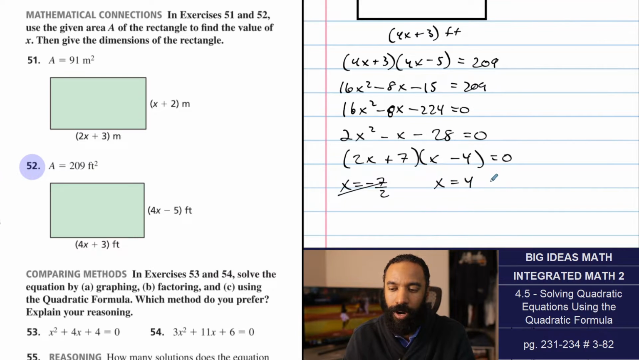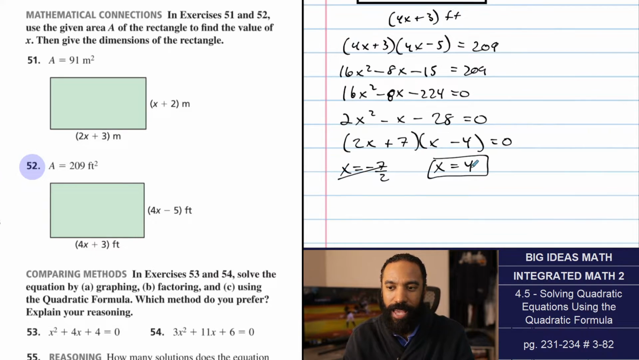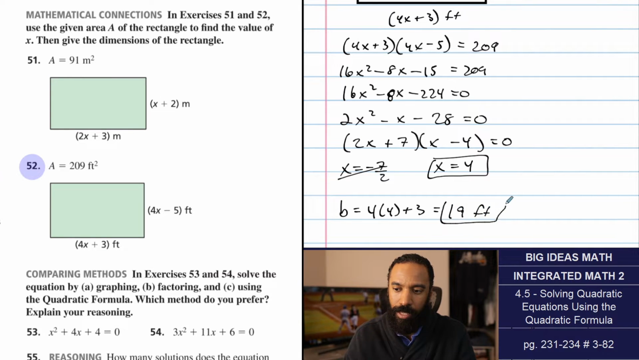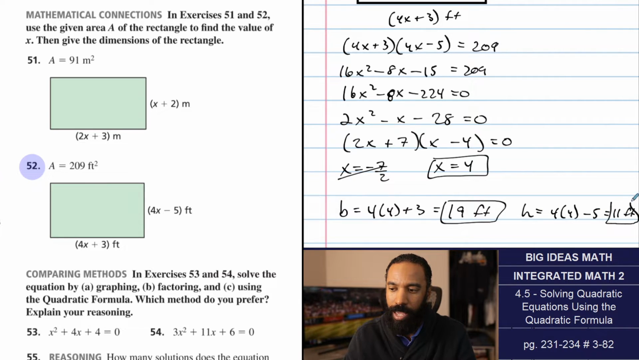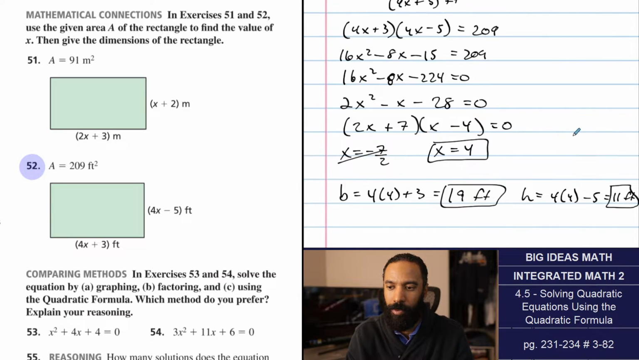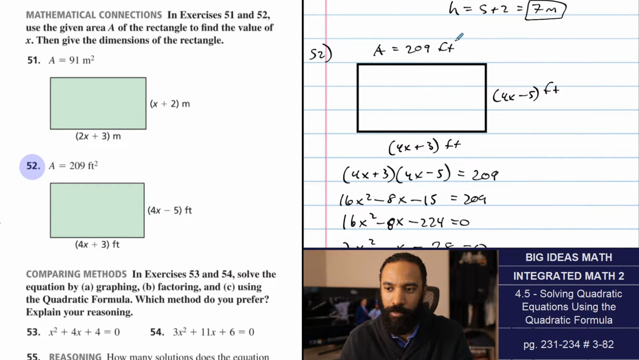But x equals 4, you betcha. So that is x. The base is going to be 4 times 4 plus 3, which is 19 feet. And the height is going to be 4 times 4 minus 5, which is 11 feet. And 19 times 11 is 209. So that works out. Oh, this is square feet, by the way.